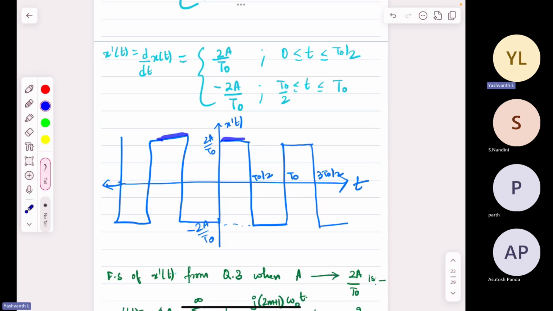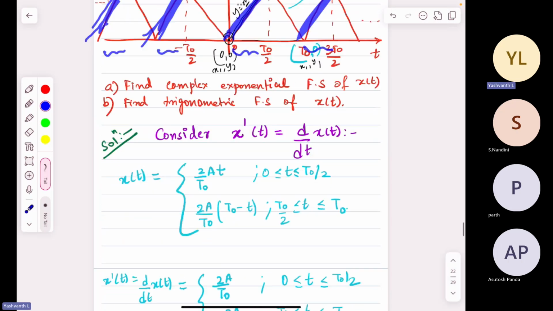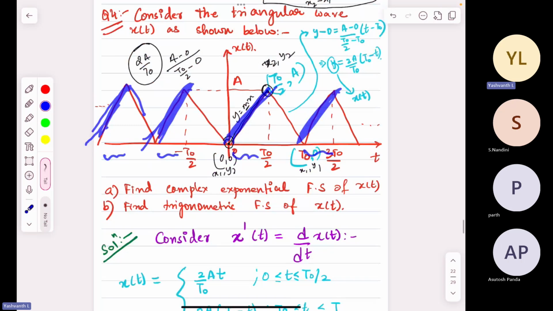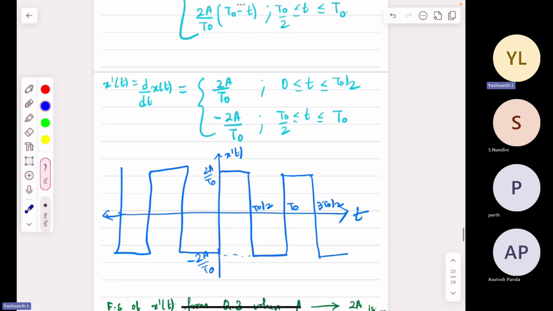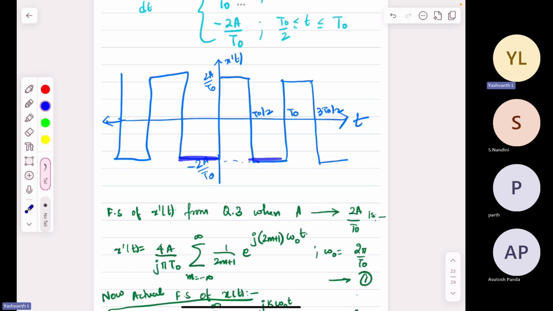Similarly, if you look at the curves, whichever is falling, from let's say t0 by 2 to t0, 3 t0 by 2 to 2 t0, and similarly on the left hand side and right hand side, all these are now parallel. So they will have the same slope. Therefore, in these intervals, whenever they are falling back to 0, they will have the same value of slope equal to minus 2a by t0. Therefore, this is basically a square wave, a periodic square wave.